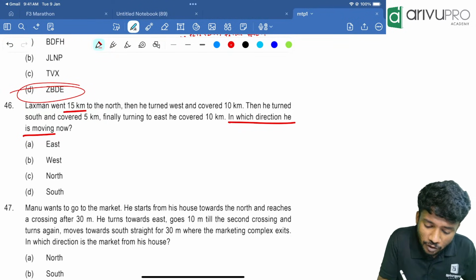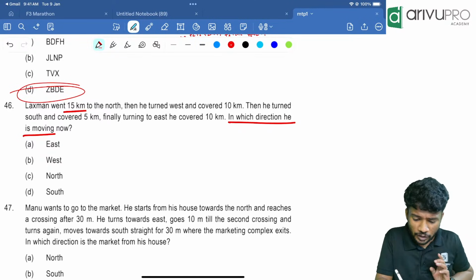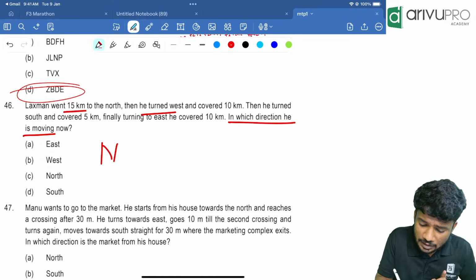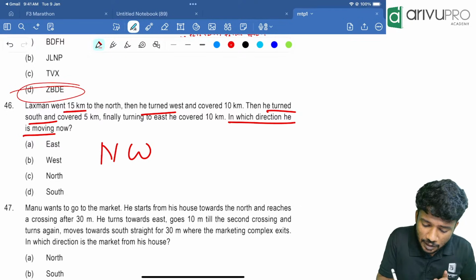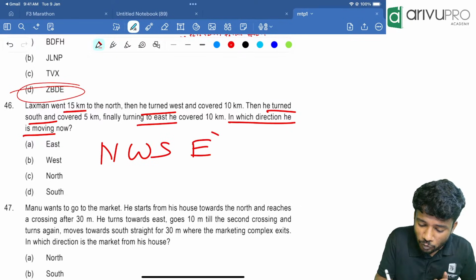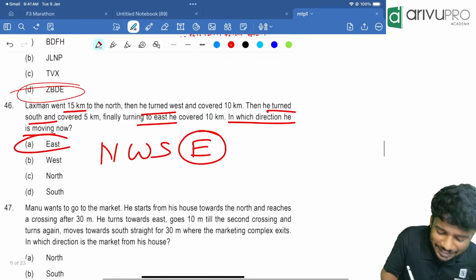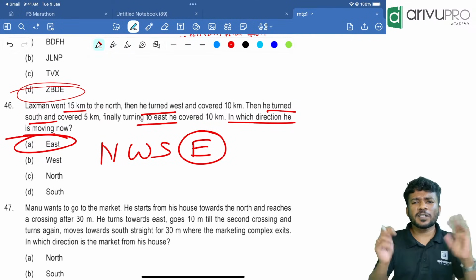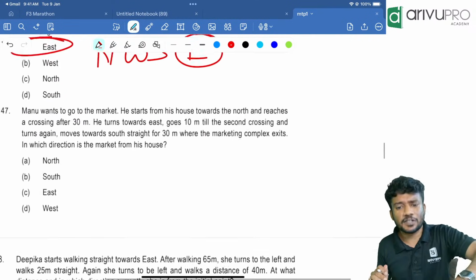He went 15 kilometers in the north. So initially he is going in the north direction. Then he turned west. Then he turned south. Finally turned east. So finally he is moving in which direction? The east direction. Option A is the answer. Don't even need to draw. You will get the answer faster.